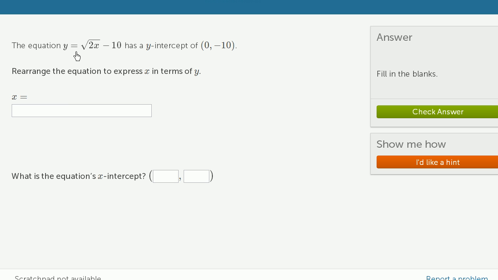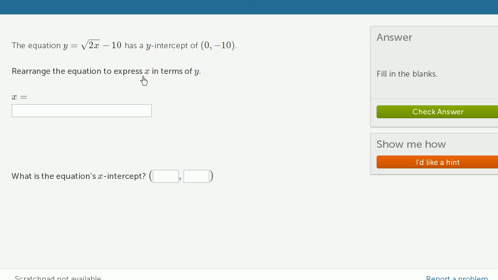The equation y is equal to the square root of 2x minus 10 has a y-intercept of (0, negative 10). And you see that from this equation. The y-intercept is where you intersect the y-axis, or what happens to y when x is equal to 0. When x is equal to 0, this part of the expression is equal to 0, and you're left with y is equal to negative 10.